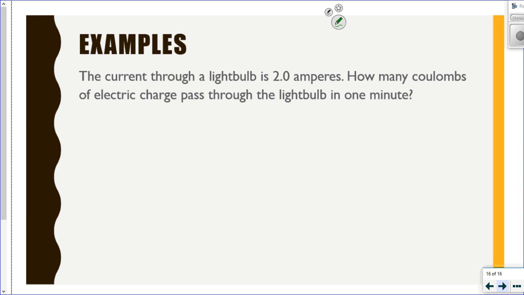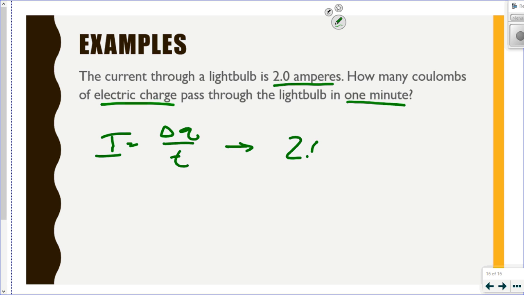Let's just do one more example. We're looking for the charge this time. This time we'll give it the current, 2.0 amperes. And I want to know how many coulombs of electric charge pass through the light bulb in 1 minute. So I've got I equals the change in Q over T. I know that the current here is 2.0 amps. I'm looking for the change in Q, and I'm giving the time, which is 1 minute.